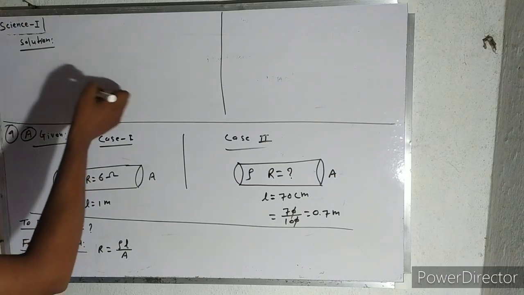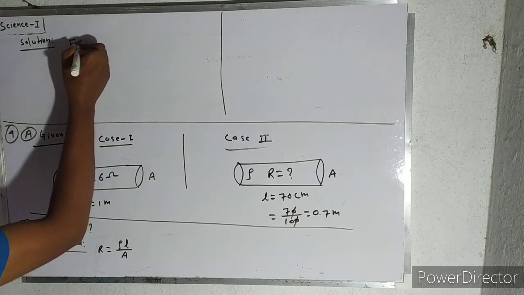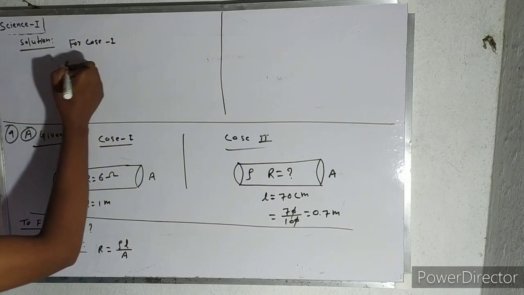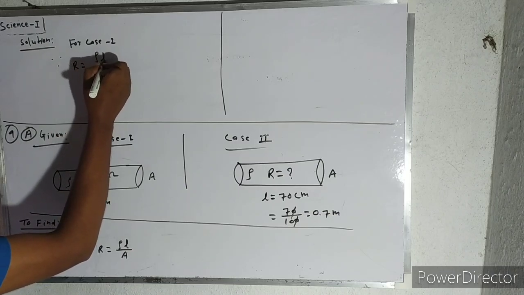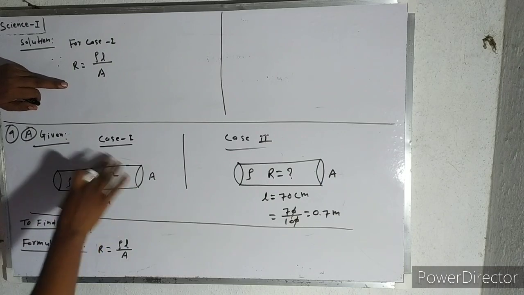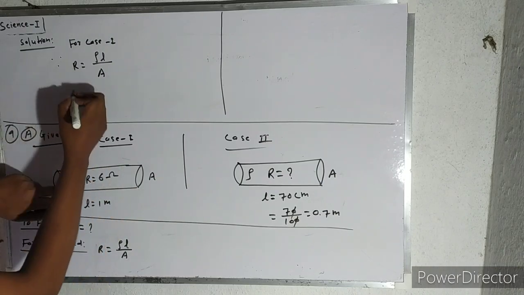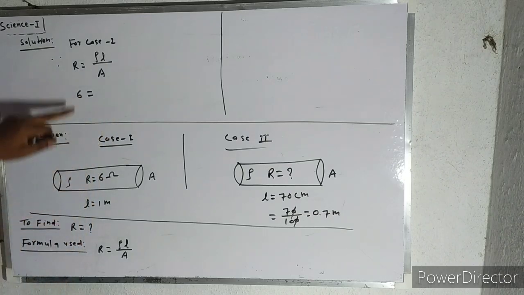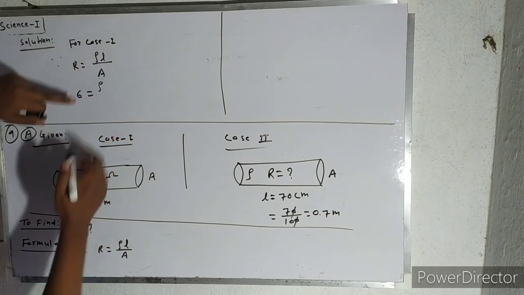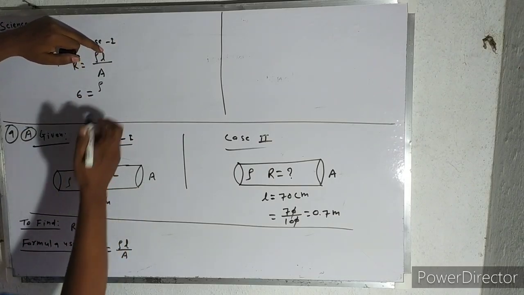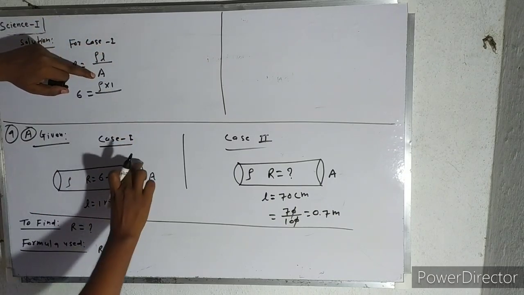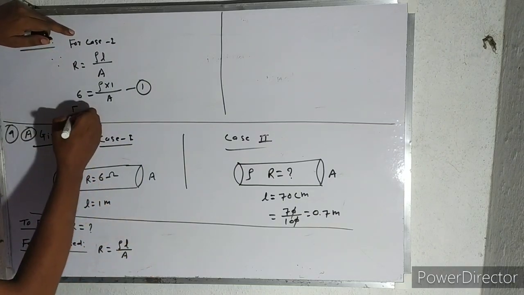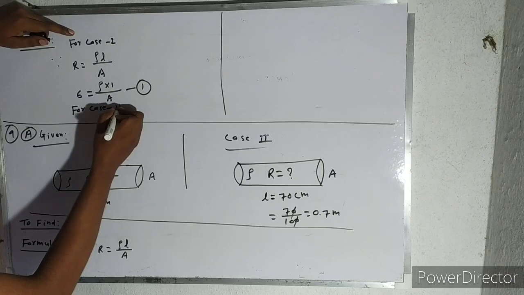For solution, in case 1, since R is equal to rho L upon A, in case 1, R is equal to how much? R is 6. In place of R, write 6 is equal to rho, the resistivity, L is 1, so write here 1 upon A. Equation number 1.